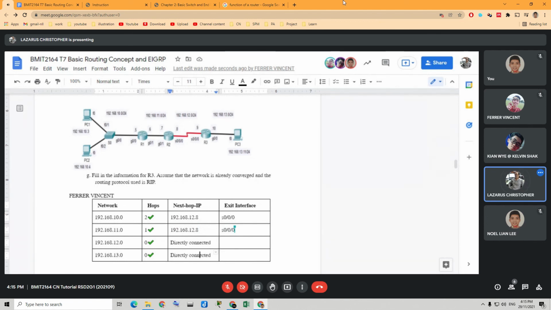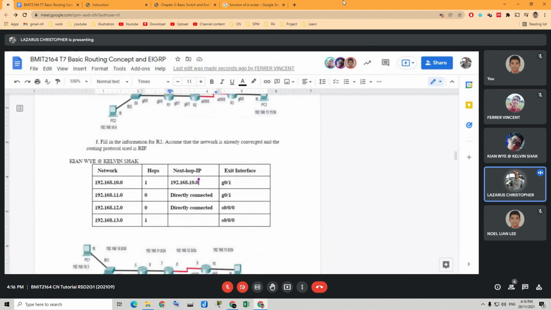Now, when you look at 12, directly connected to this exit interface, still the same, right? Farah? Yeah, it's still the same. So for 13 also the same. 13 is this side, right? The exit interface to go to this side is the G, G0/0. Correct. Understand.